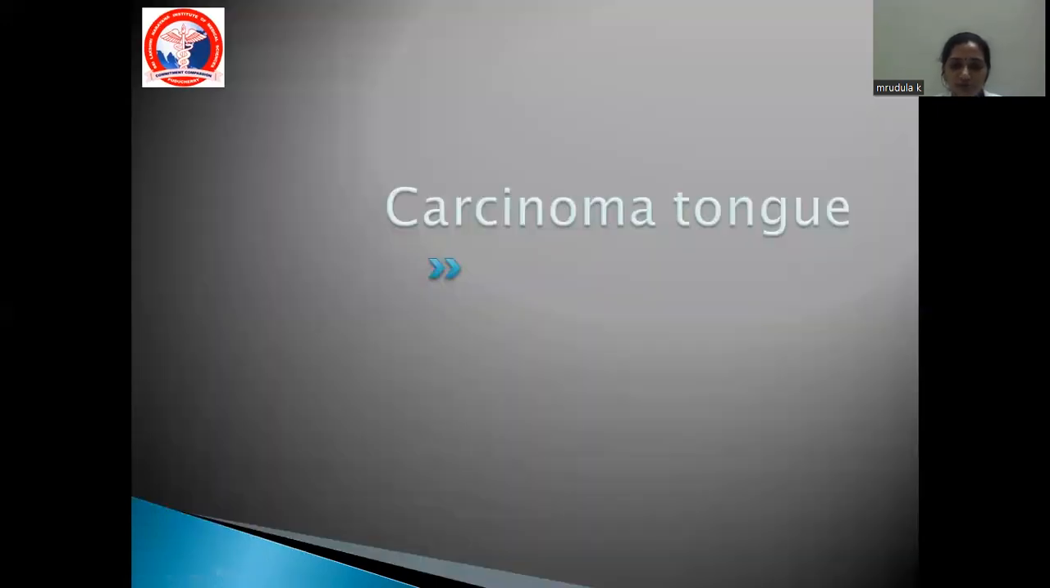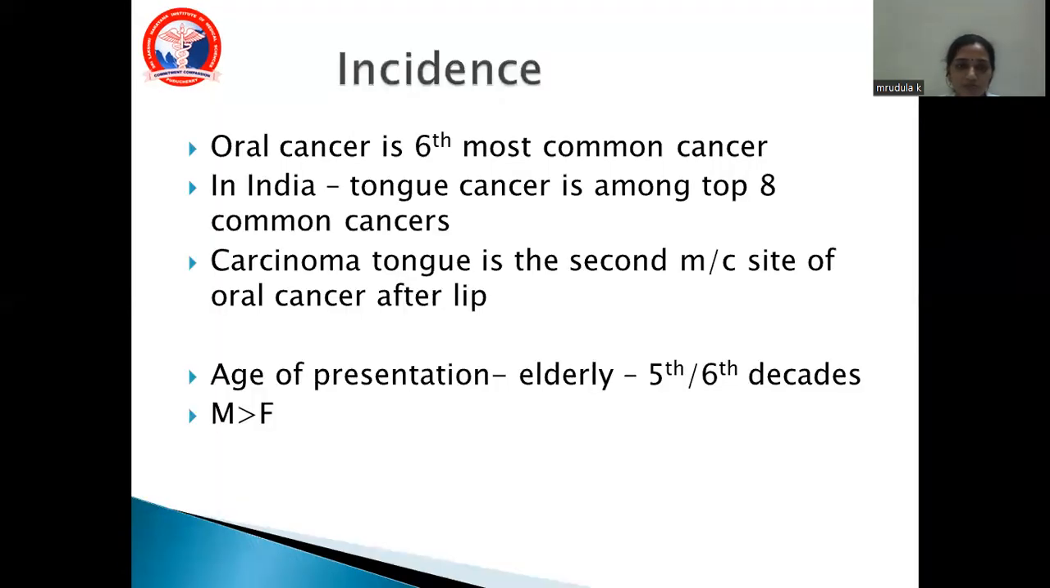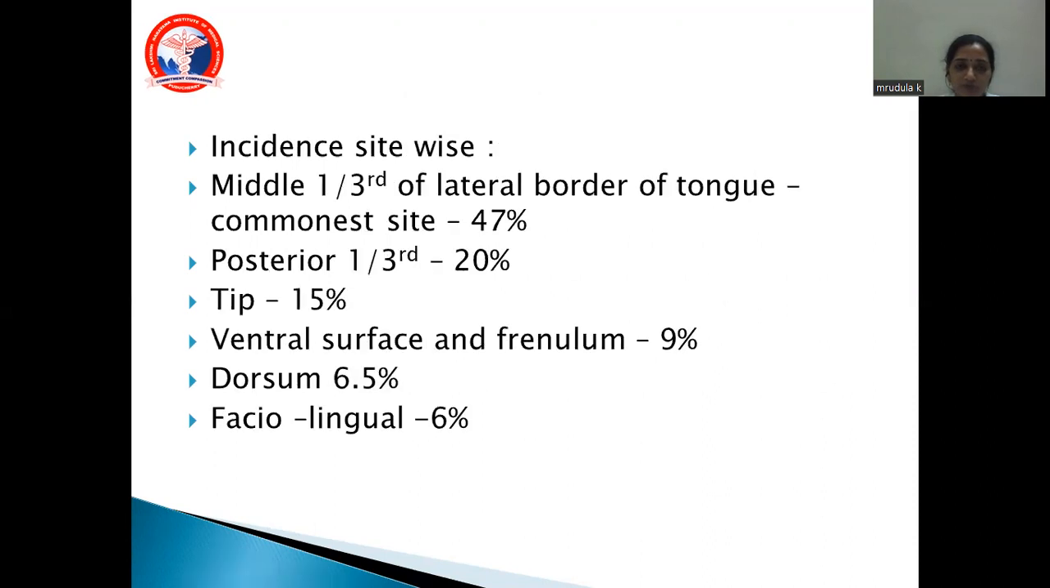So coming to carcinoma tongue, incidence. Oral cancer is the 6th most common cancer. In India, tongue cancer is among the top 8 common cancers. Carcinoma tongue is the second most common site of oral cancer after lip. The common age of presentation is elderly patients in the 5th or 6th decade, with higher frequency in men when compared to women.